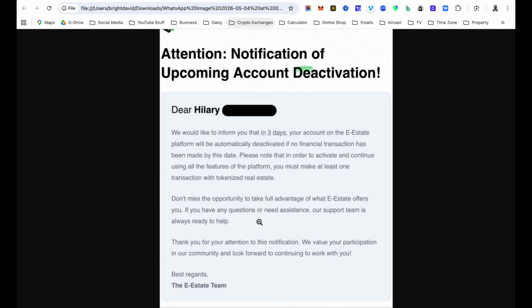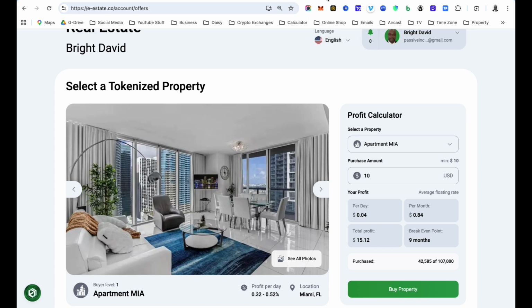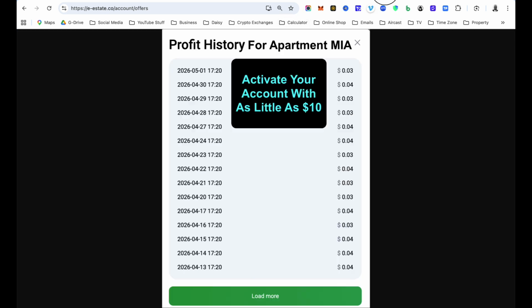So guys, this is serious, right? You don't want your account to be deactivated simply because you've not deposited as little as $10. Now, let me give you an example of what you can benefit from if you activate your account today with $10. In fact, there was a time I was sending emails out to people to help them activate their account. But people just ignore my emails, maybe because they don't know how important it is and what they are going to benefit from eState, right?